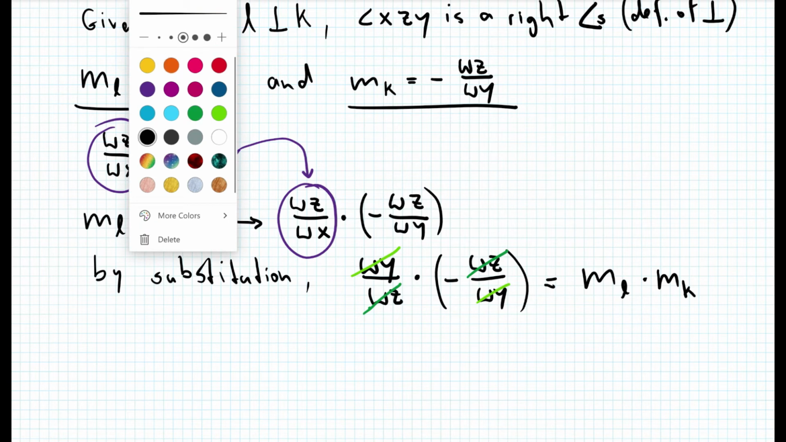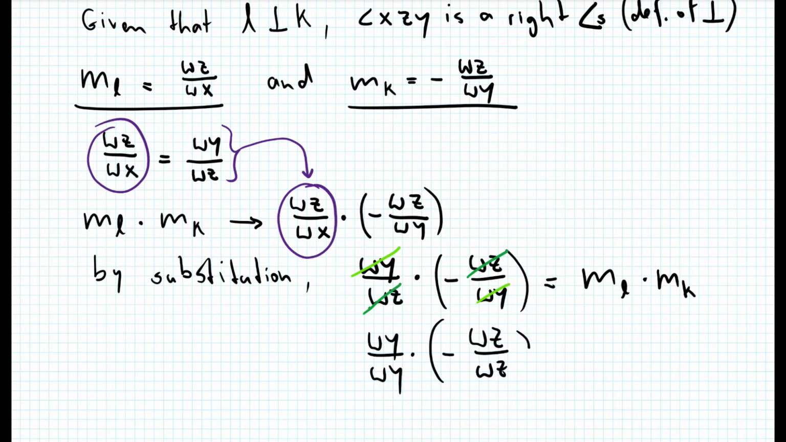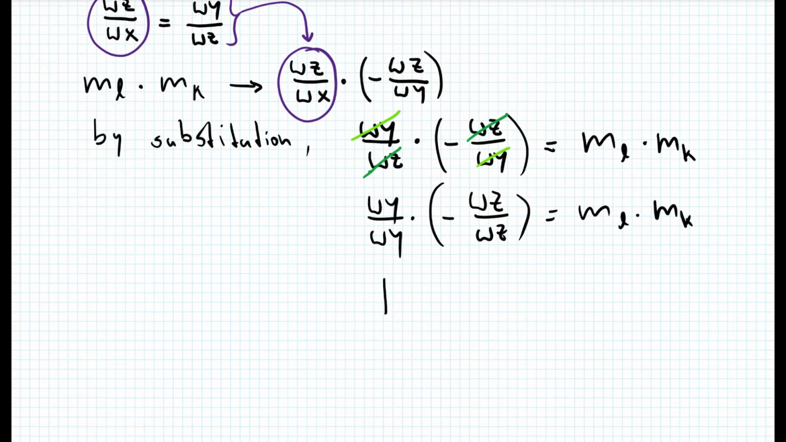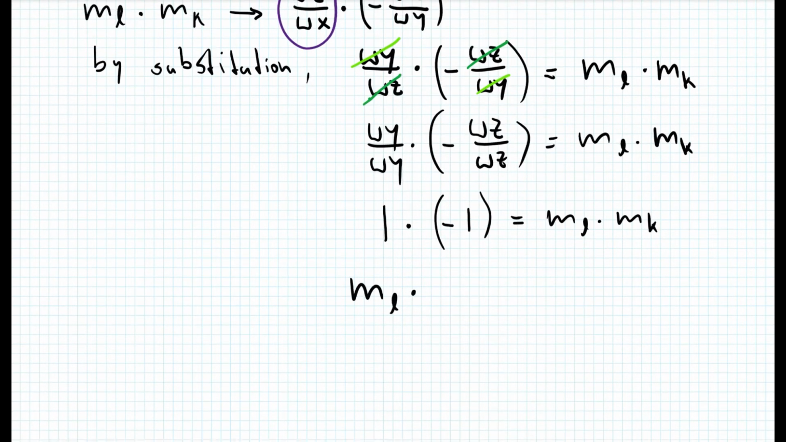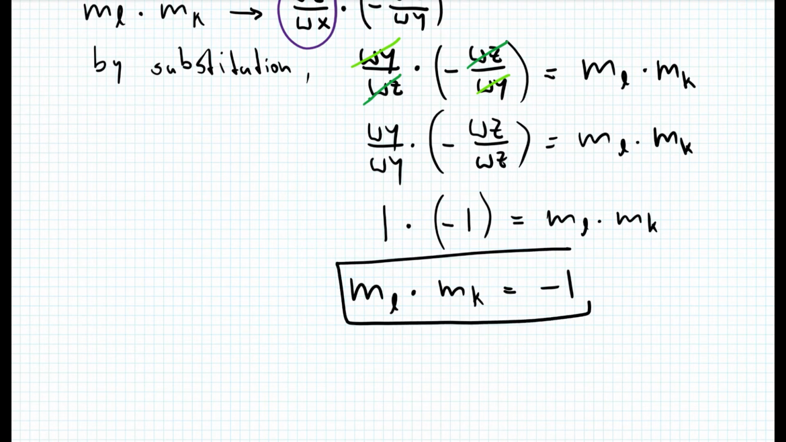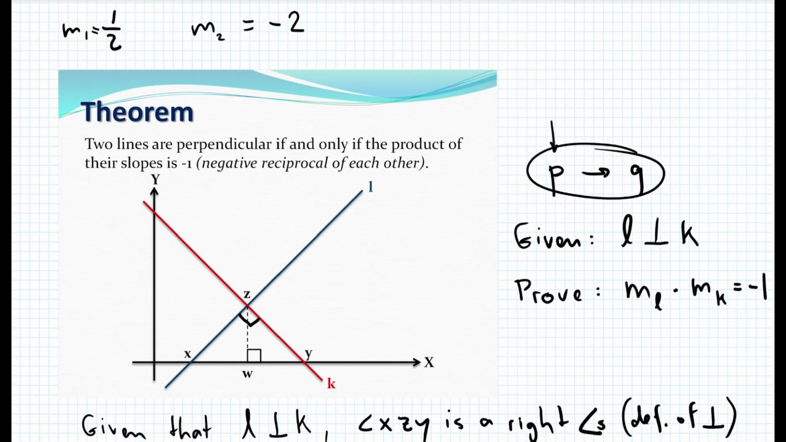You can actually rewrite it a little differently to see what I'm trying to say here. WY, I can push the WY to the other side, times negative WZ over WZ, and that is equal to the product of the slopes. You can see right away that WY over WY is just 1, and WZ over WZ is also 1. So the slope of line L times the slope of line K is just equal to -1. And that is actually it. We just proved it. So that proves the conditional statement we just did.